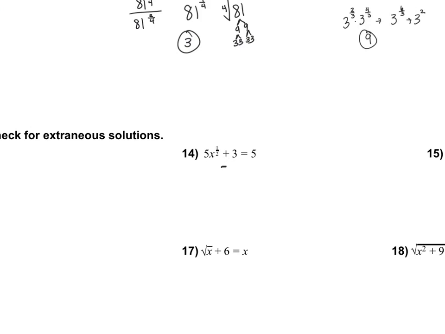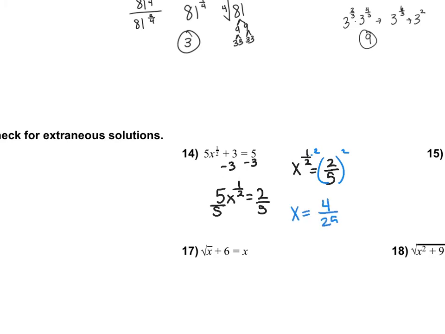Here we're going to minus the 3 first. So 5x to the 1/2 power equals 2. We divide by 5. So x to the 1/2 power equals 2/5. To get rid of the 1/2 power, we're going to square both sides. So now I'm at x equals 4/25.